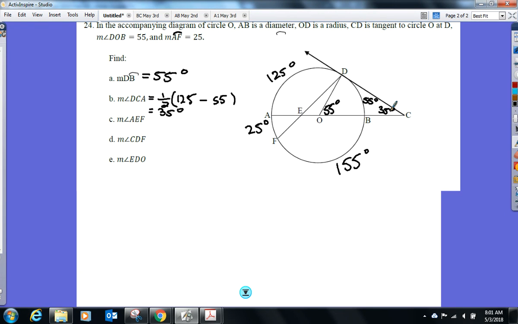Somebody classify AEF. What did we call angle AEF? Inscribed, central, or floater? Floater. Is this when I add or subtract? You add two arcs. Okay, AEF. What arc belongs to AEF, and what's the measure? What's the measure of the arc that belongs to AEF? 25. And its vertical angle's arc? 55. 80, half of 80, 40.